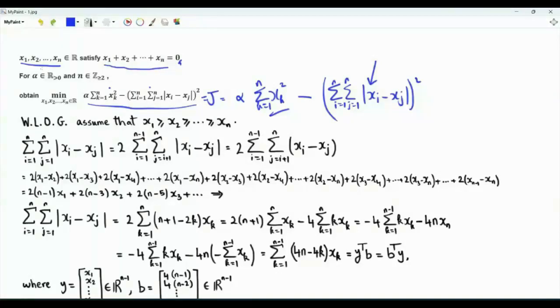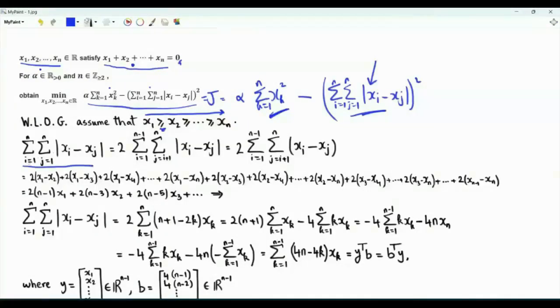Note that reordering the optimization variables does not change the constraint and does not change both terms in the objective function. Hence, without loss of generality, we will assume that the variables are arranged in descending order. x1 is greater than or equal to x2, which is greater than or equal to x3, and so on.